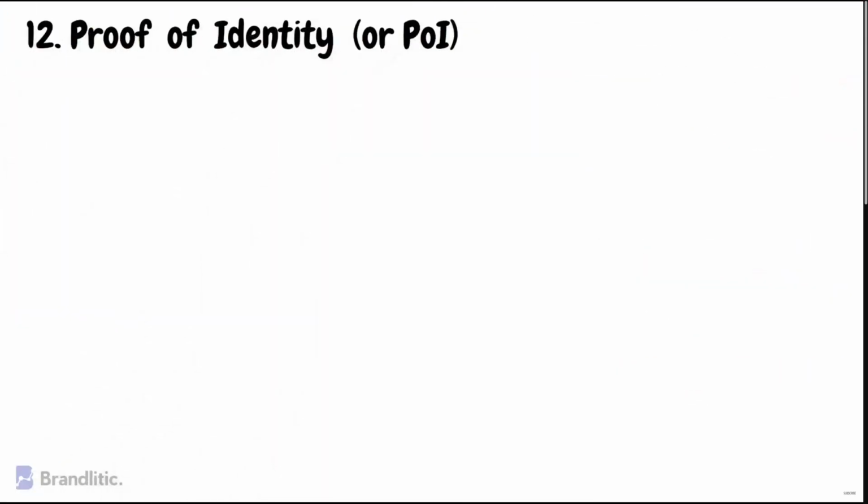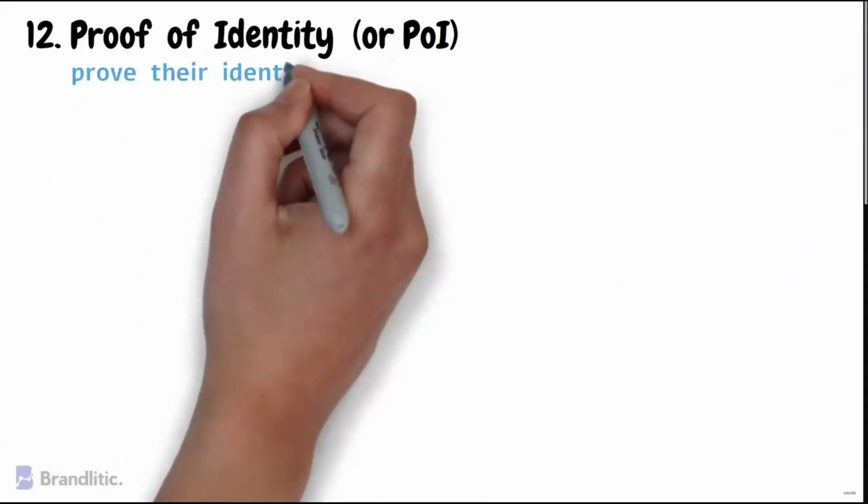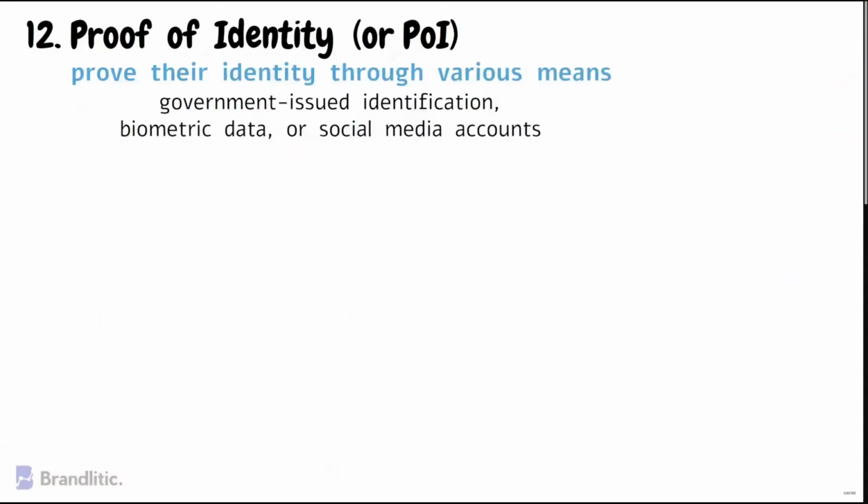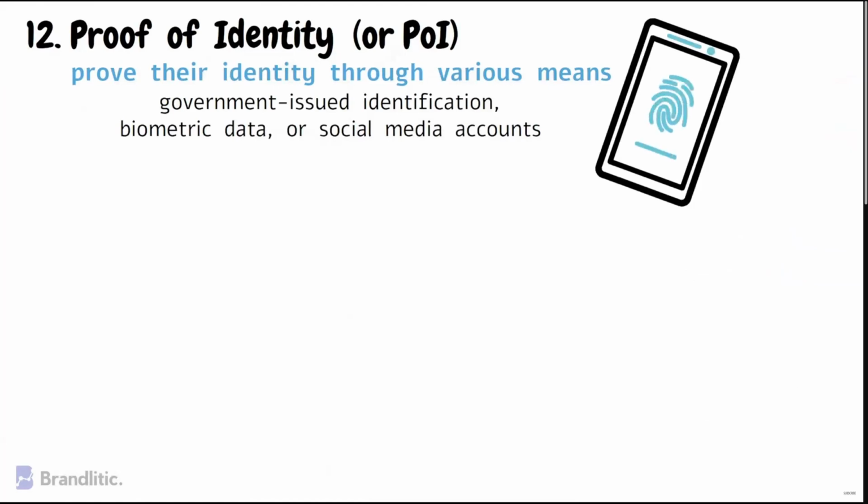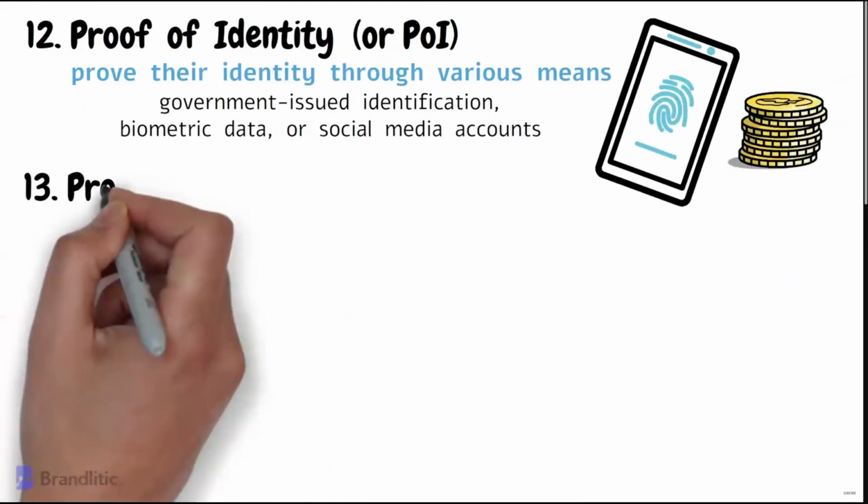Now, in this consensus algorithm, network participants are required to prove their identity through various means such as government-issued identification, biometric data, or social media accounts. And only once their identity is verified, participants are allowed to validate transactions on the network and accordingly are rewarded with the cryptocurrency. Next, number 13, proof of activity.